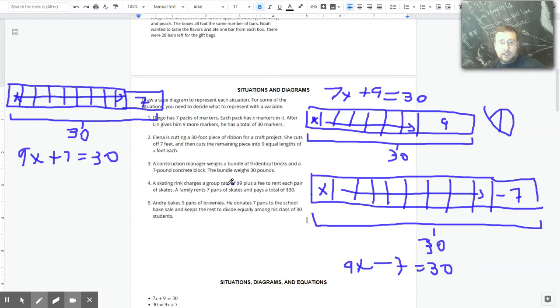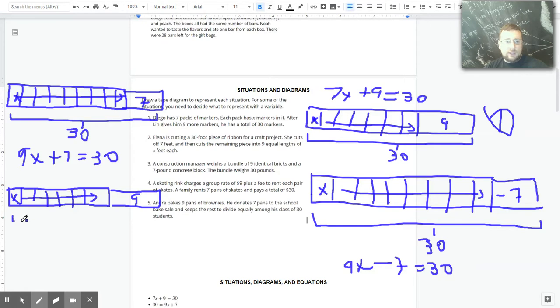So you have a skating rink that has a group rate of $9 plus a fee to rent each pair of skates, and a family rents 7 pairs of skates for a total of 30. So what we do here is that we have to pay for 7 skates. 1, 2, 3, 4, 5, 6, 7 skates. But then they also have to pay a group rate of $9. And the question is, how much does each skate cost if the total ended up at 30? So once again, this will be 7x plus 9 equals 30. So it's kind of like number 1, even though the situation is slightly different.